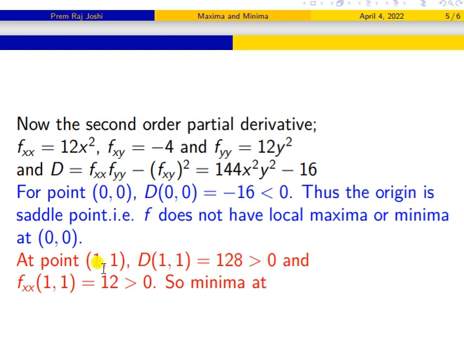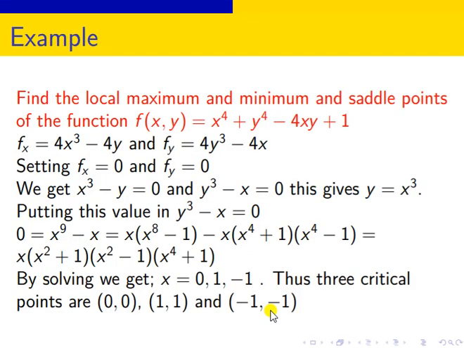Similarly, we test at the point 1 comma 1. We get this, and f x x at 1 1 is equal to 12, which is greater than 0. So it implies that at the point 1 comma 1 the function has the minimum value. Similarly, we can test the other point also. This is the way by which we find the local maxima and minima of the function. Thank you very much.